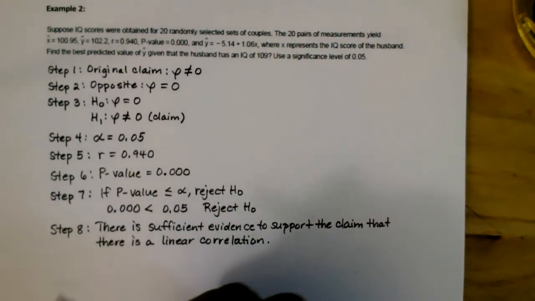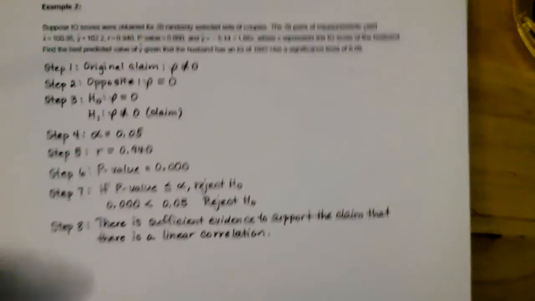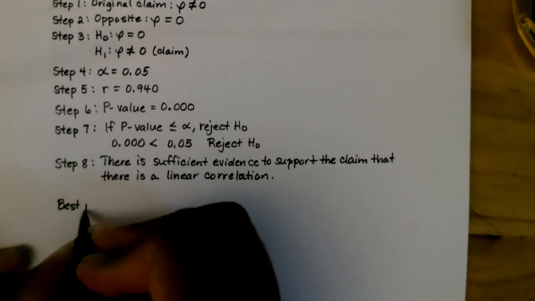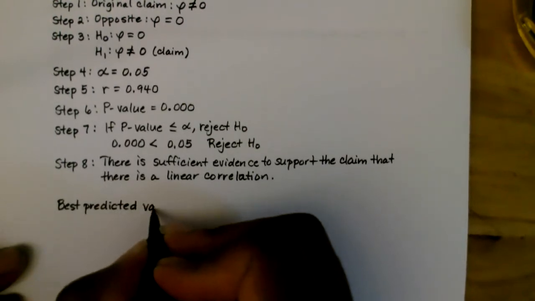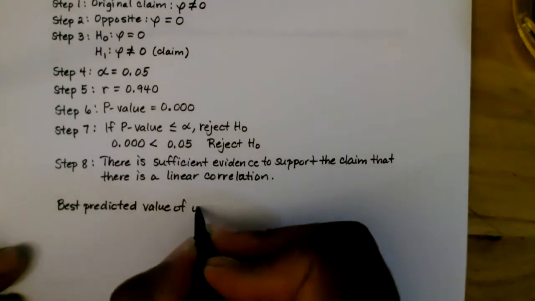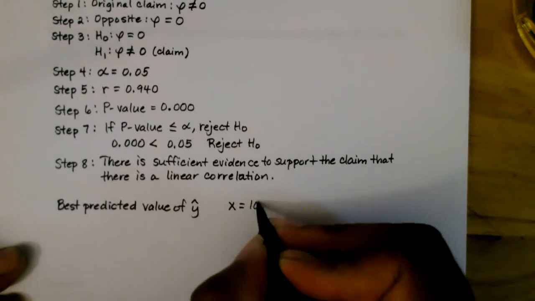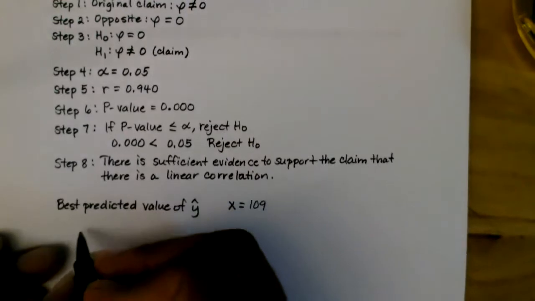Now, since there is sufficient evidence that there is a linear correlation, I can find the best predicted value of y hat. We're given that the husband has an IQ score of 109. So that means x will have to be equal to 109. We'll let x represent the IQ score of the husband.